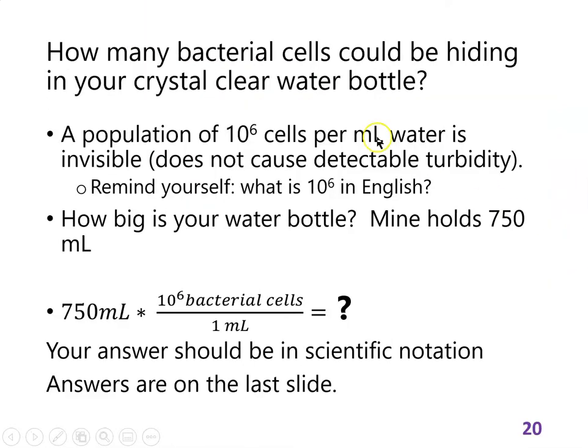So we might ask, how many bacterial cells could hide in a crystal clear water bottle? How big is your water bottle? Mine is a 750 milliliter bottle. So if we multiply 750 milliliters times 10 to the 6th bacterial cells per milliliter, how many cells is that? And I want you to answer that in scientific notation.